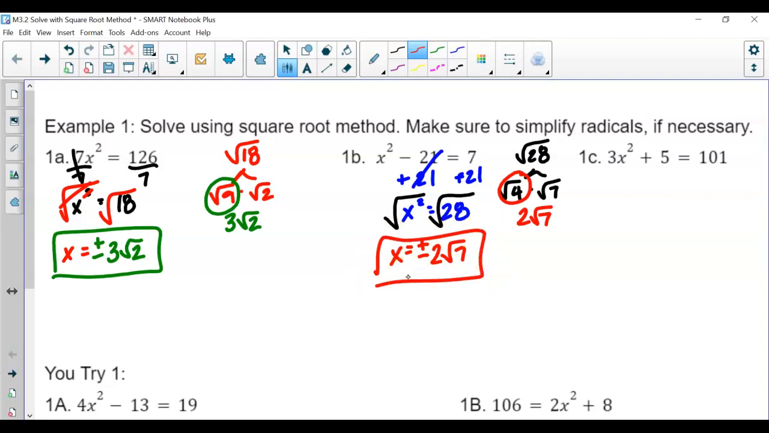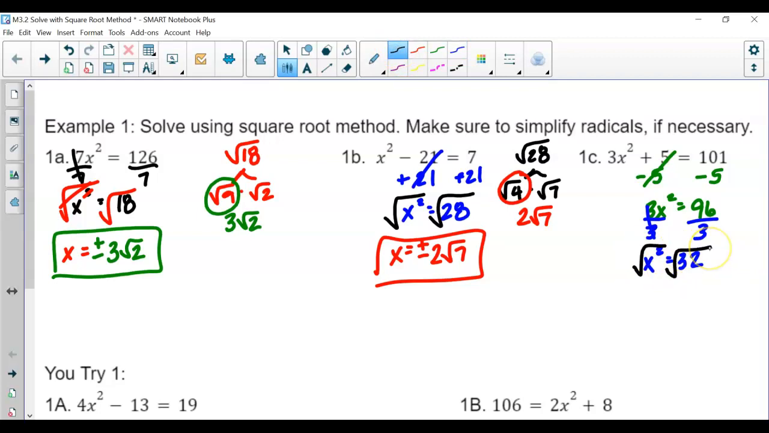So then here, 1c. Now we've got our 2-step. No x term. So if we're adding 5, do the opposite: subtract 5. Now I've got 3x squared is equal to 96. And so now here, we're going to take that 96, but we can't do square root yet, because the x squared is still being multiplied by 3. So now we need to divide both sides by 3. And x squared is equal to 32. Now take the square root.